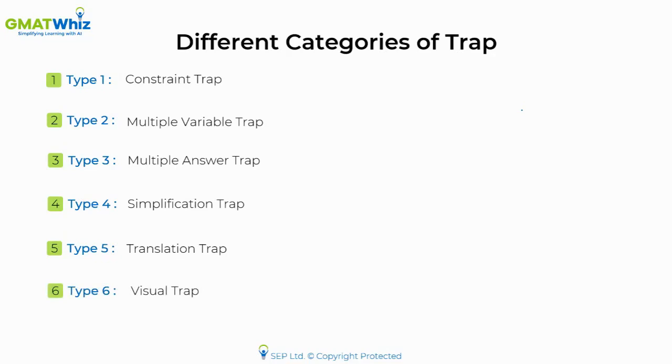And the sixth one is our visual traps. Mostly seen in geometry questions, but you can fall into a visual trap even in questions on numbers or any other topic. GMAT is a master of creating these visual traps, especially in geometry, right? We'll see how visual traps are created and how difficult it is to not fall for them when we come to a question, right?